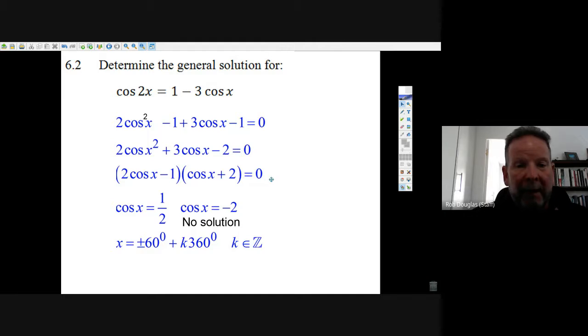Well, if we solve that equation, we get cos x equals minus 2. But there's no solution to that. Your calculator will tell you it's no solution. Cos x happens between 1 and minus 1.